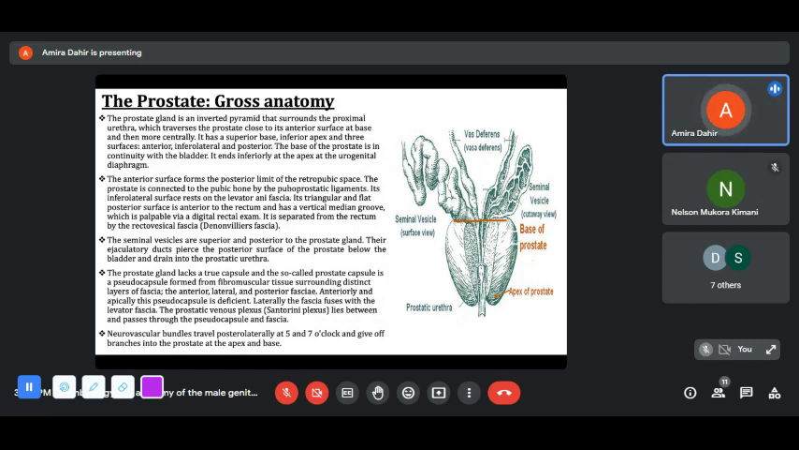The anterior surface forms the posterior limit of the retropubic space. The prostate is connected to the pubic bone by the puboprostatic ligaments. Its inferolateral surface rests on the levator ani fascia, and its triangular and flat posterior surface is anterior to the rectum and has a vertical median groove, which is palpable via digital rectal exam. It's separated from the rectum by a rectovesical fascia.